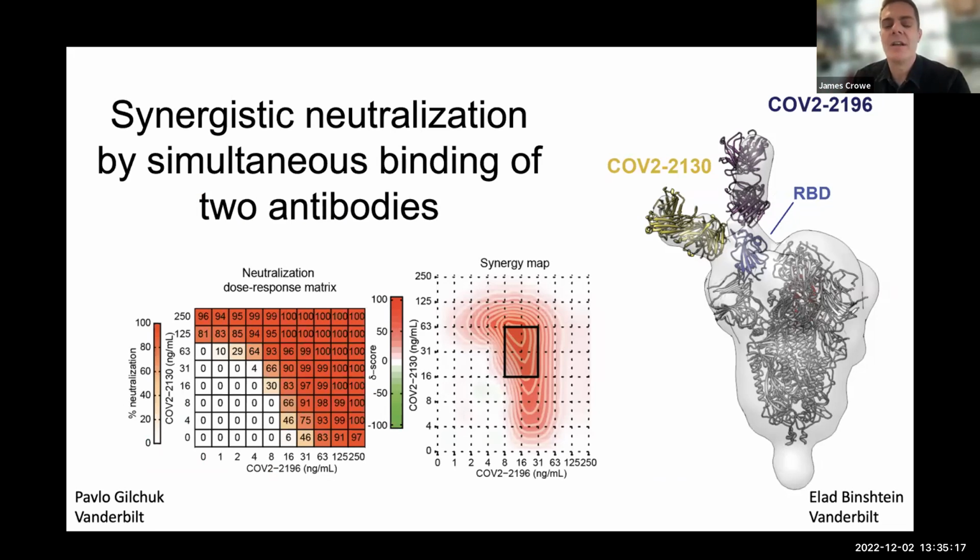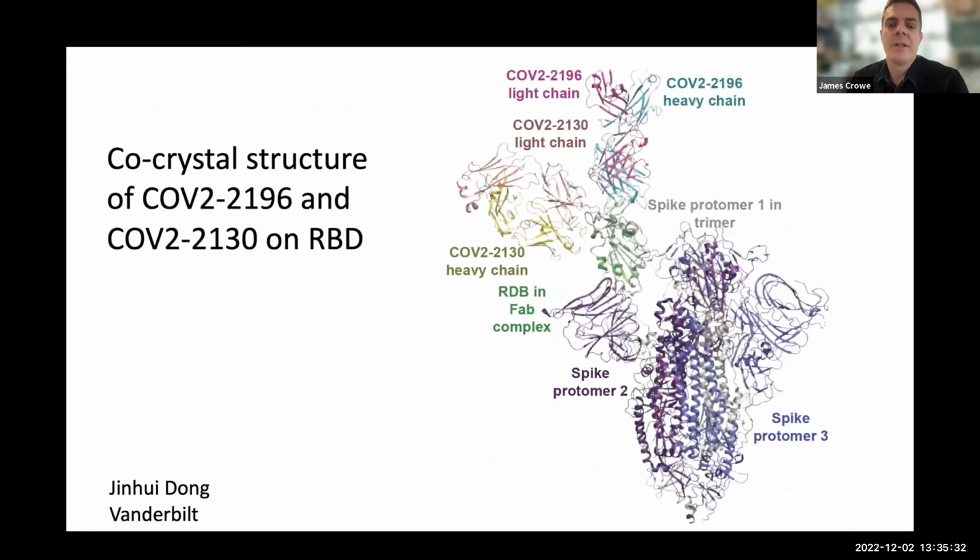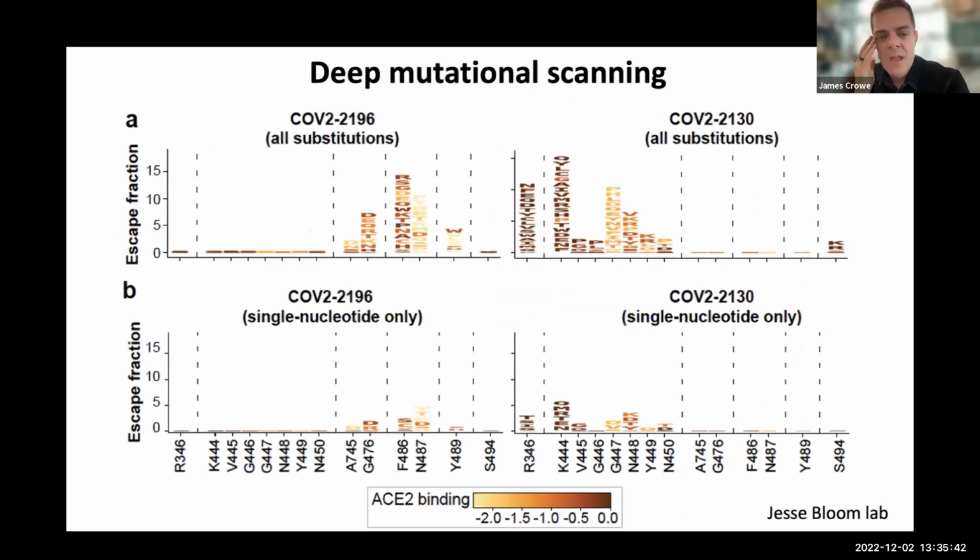And this turned out to be very important for Evusheld in the clinic, because sometimes one would go down, but still synergize the other if you didn't see loss of binding. This is a single particle EM of the two antibodies that ended up in Evusheld on spike. And we ultimately did crystallography, and this is needed for the FDA to show mechanism of action. But two antibodies combined very closely on an antigen and not interfere, in fact, synergize with each other.